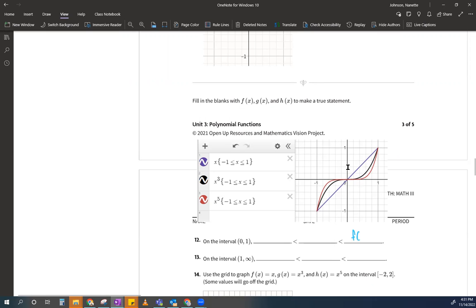Right? And then it says, okay, well, who is the shortest in this interval? And you're like, oh, the red guy. And you're right. It's the red guy, which is h of x. So he's the shortest. So he belongs all the way to the left because it's from shortest to tallest. And then that means g of x just goes in the middle. Okay. Same thing goes here on the interval from 1 to infinity.